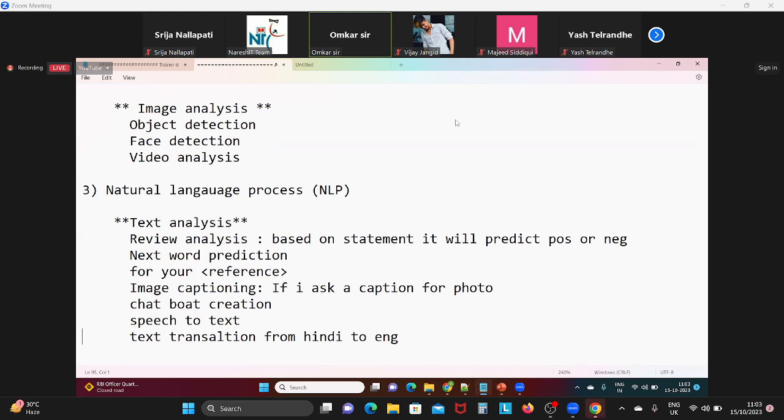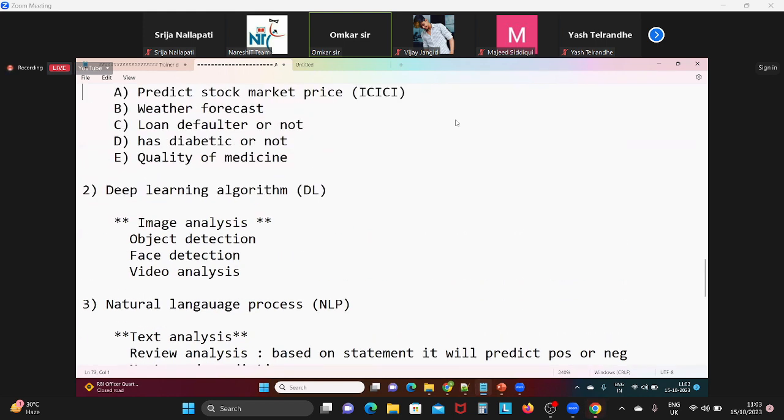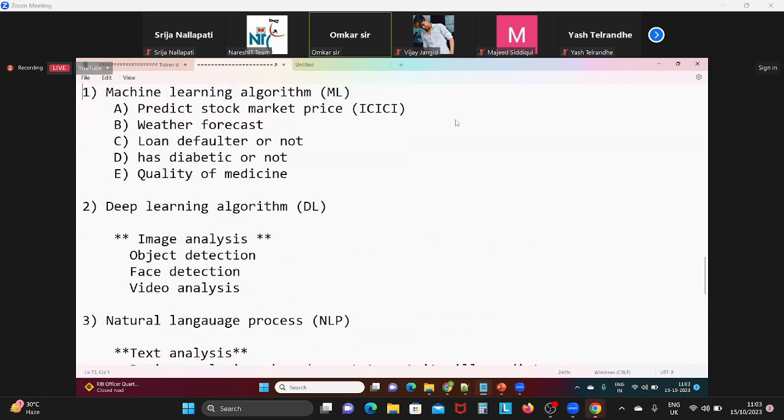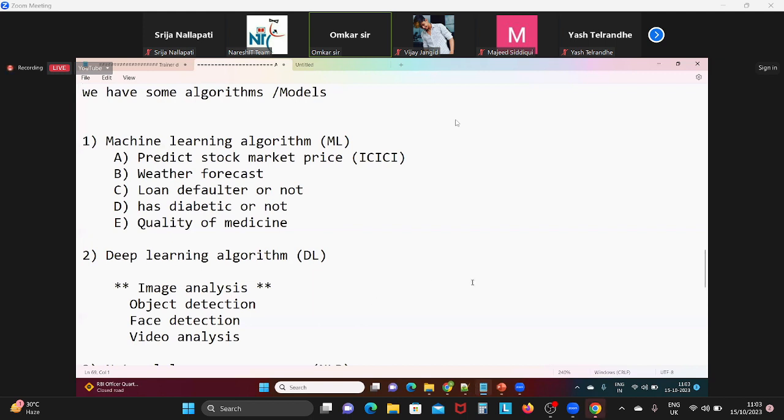language processing. And in the same way, deep learning algorithms are nothing but image analysis. And in the same way, machine learning algorithms are all kinds of tabular data when I provide it, and that is nothing but machine learning algorithms. Understood? Now you got the overall idea about what is data science. Under data science, what kind of algorithms will we learn? Can you please confirm in the chat?